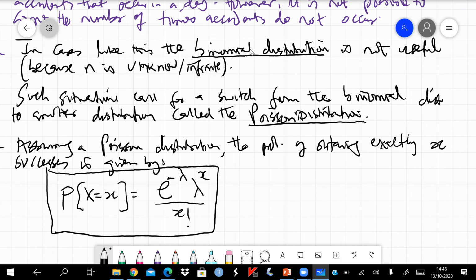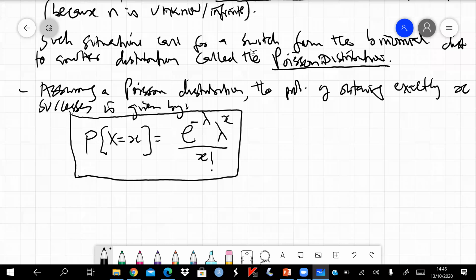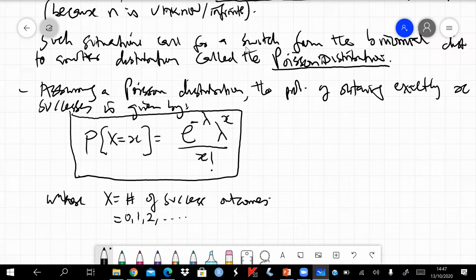So this is the formula that we use for the Poisson distribution. Later on, I'll mention that this formula is just a special case of the binomial distribution formula if you let some conditions hold, okay? Where X is the number of success outcomes, and the values X takes are integers or whole numbers, 0, 1, 2, all the way to infinity.